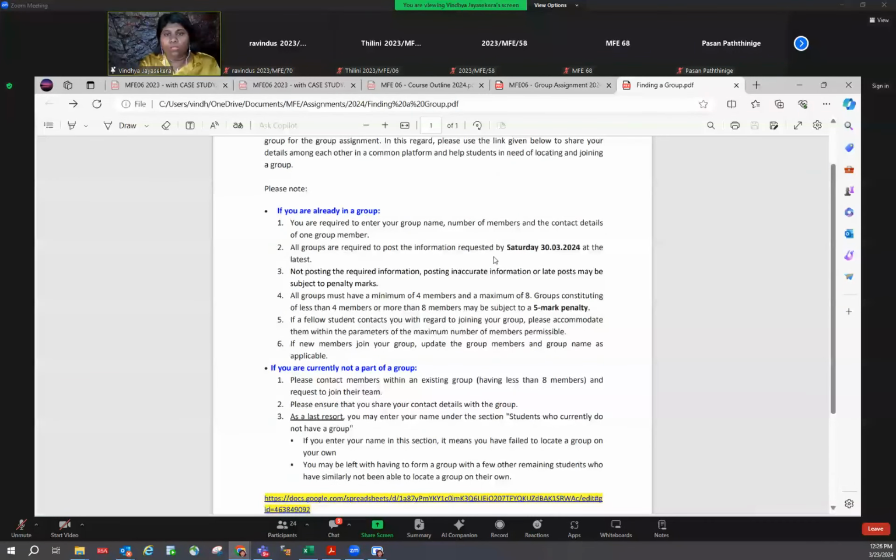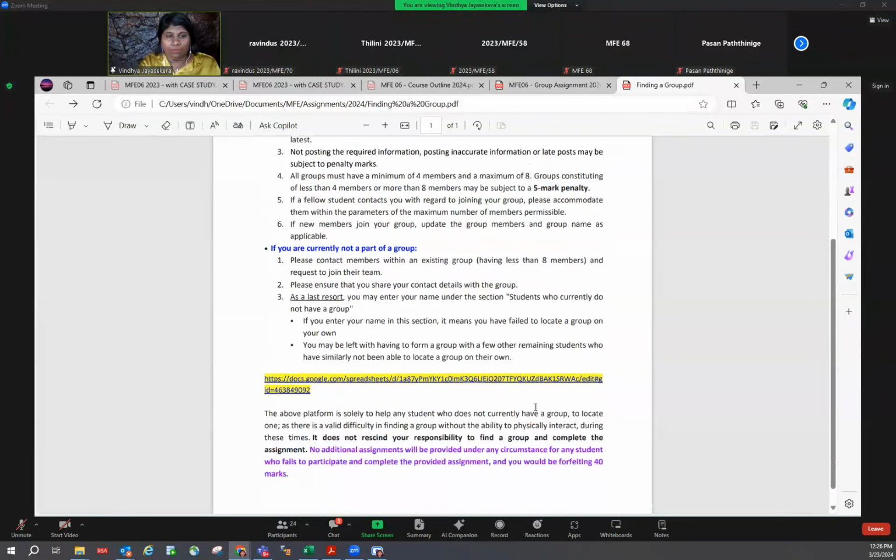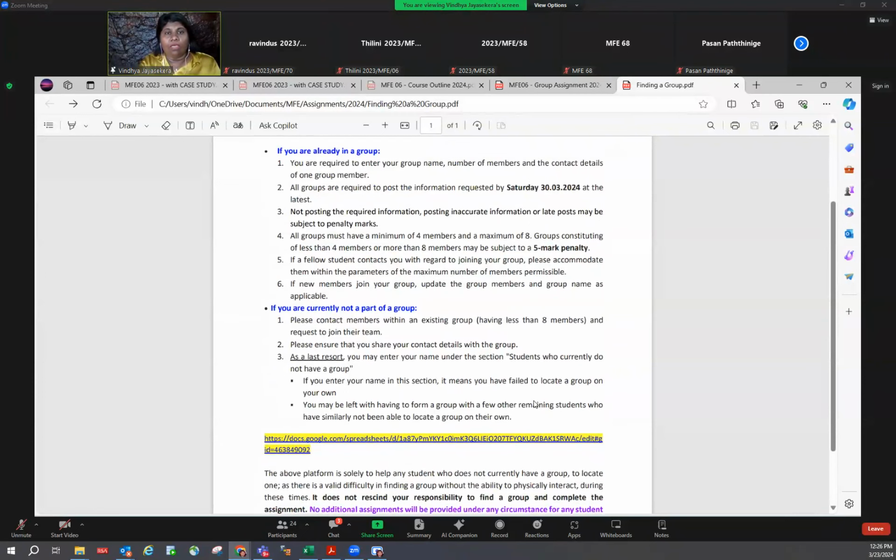All groups have to enter this information before next Saturday, otherwise there's a 5-mark penalty. 5-mark penalty if you don't enter the information, or if you don't have the minimum and maximum number of people in the group. If you don't have 4 people in your group by the 30th, that's okay. Your 5-mark penalty for the minimum number will come at the time of final evaluation of the assignment.